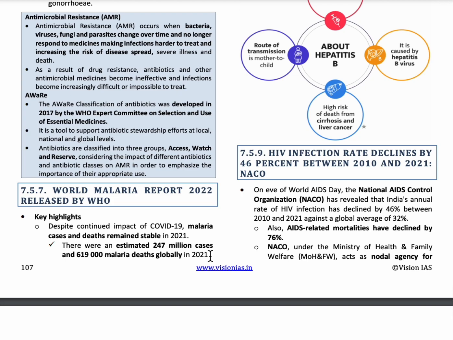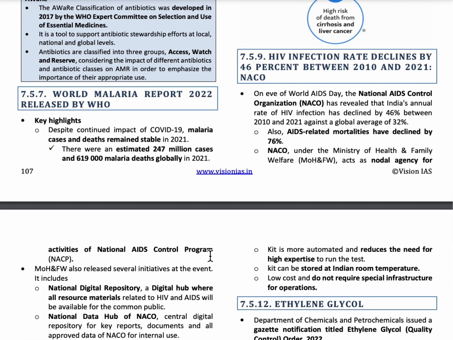The next topic is HIV infection rate declines by 46% between 2010 and 2021 by NACO. So NACO is National AIDS Control Organization under the Ministry of Health and Family Welfare. So it acts as a nodal agency for National AIDS Control Program. So as per the NACO, the infection rate decreased by 46% between 2010 and 2021, and AIDS related deaths declined by 70%.